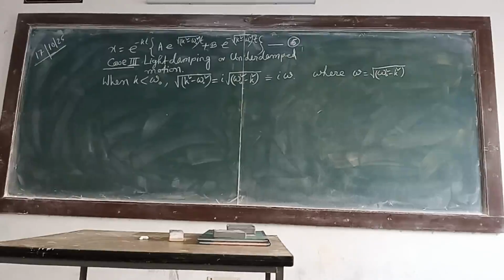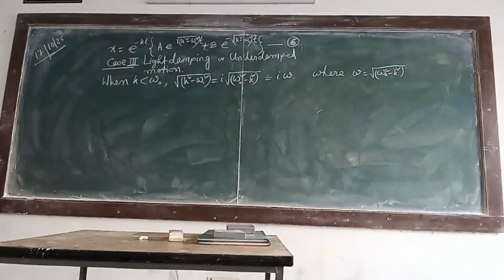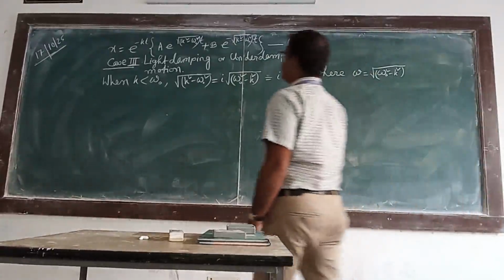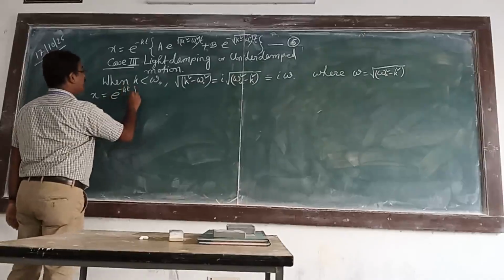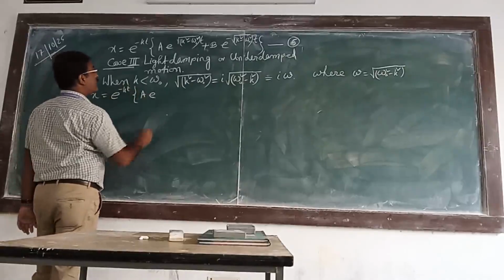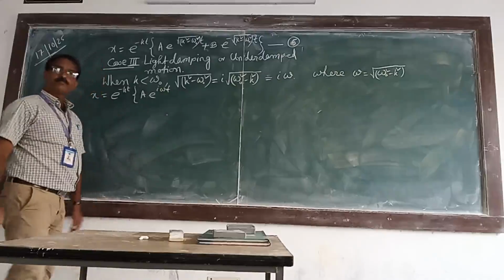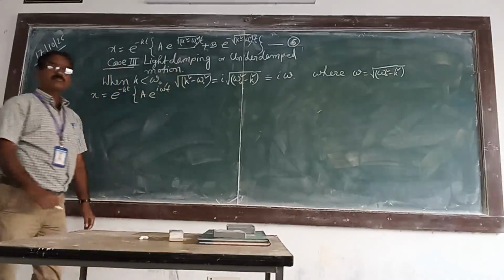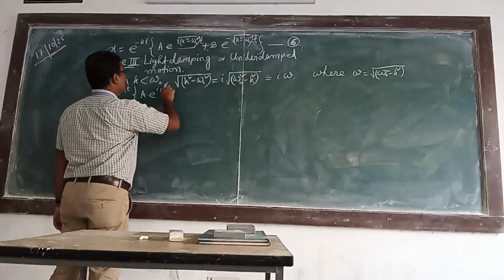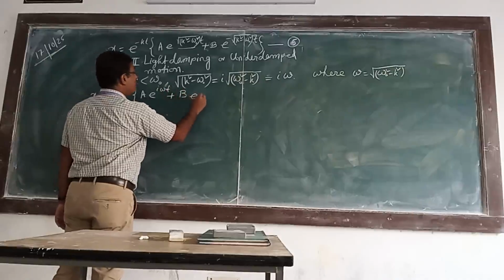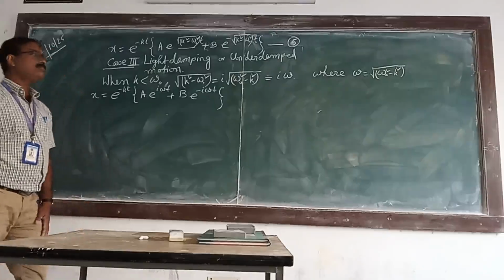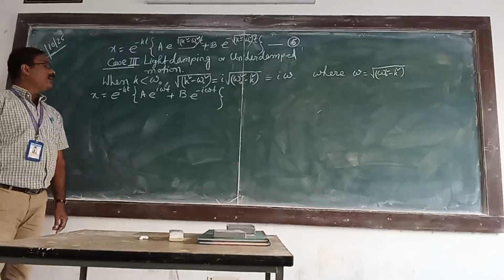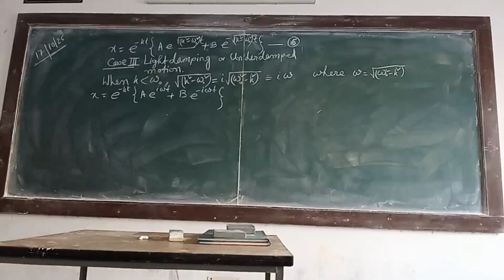Then equation 5 becomes x equals e to the power minus kt into a e to the power i omega t, plus b e to the power minus i omega t. We use e to the power i theta equals cos theta plus i sin theta.